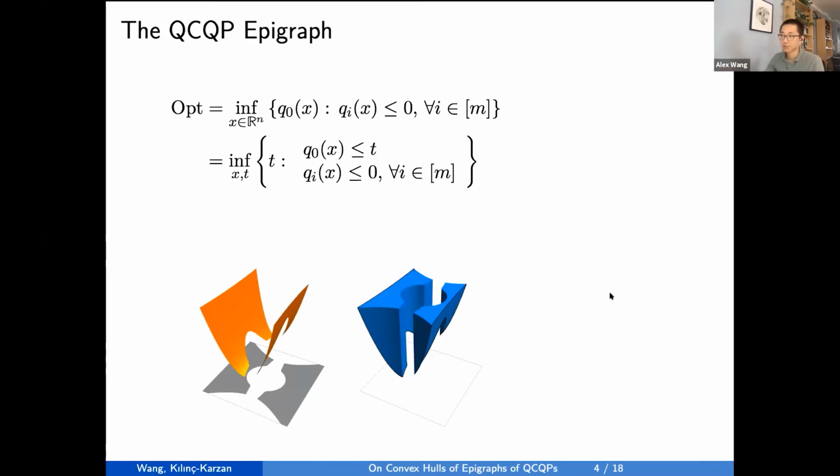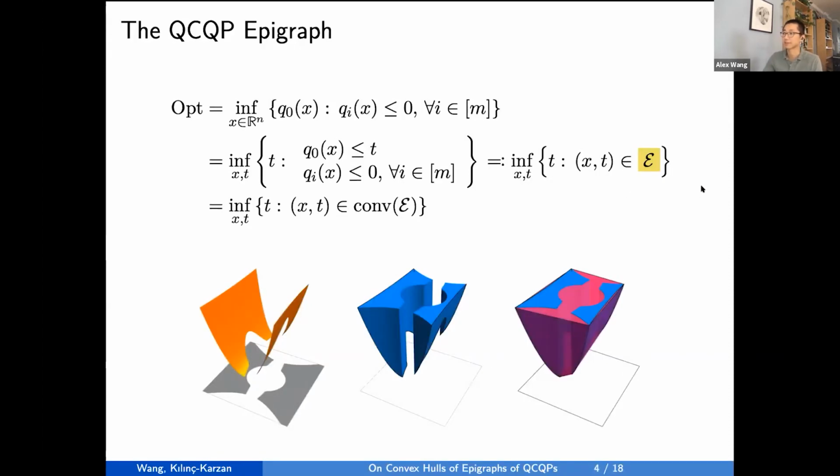The first thing I'm going to do is play the usual epigraph trick. I'm going to introduce a variable t to move the objective function Q0 into the constraint set. I'll let script E denote the x and t that fall in this epigraph. Now that I'm minimizing a linear function over a set, the value of this program does not change upon taking the convex hull of the epigraph. So pictorially, I'm moving from this blue epigraph to the pink convex hull.